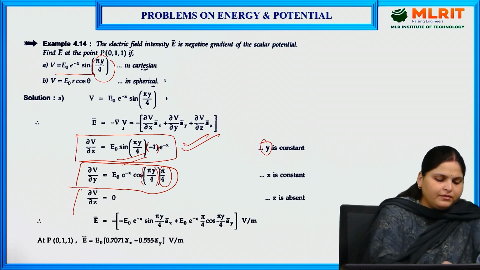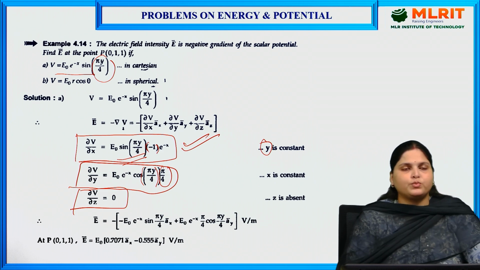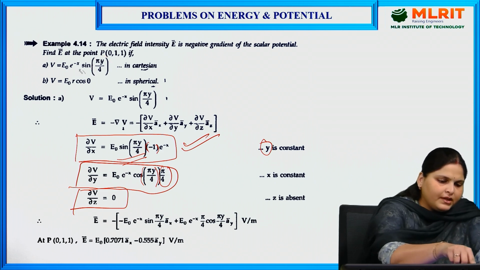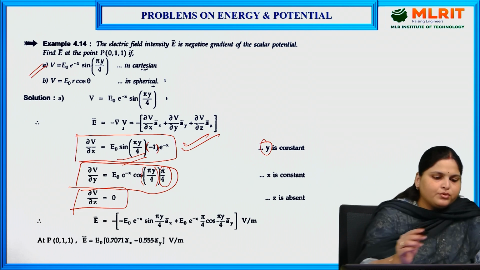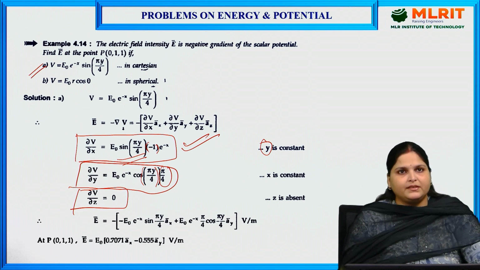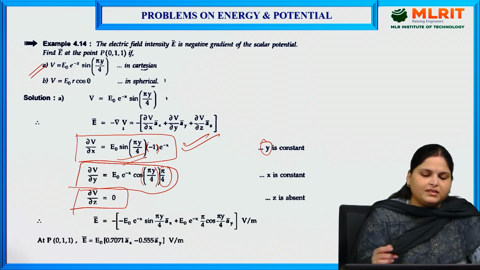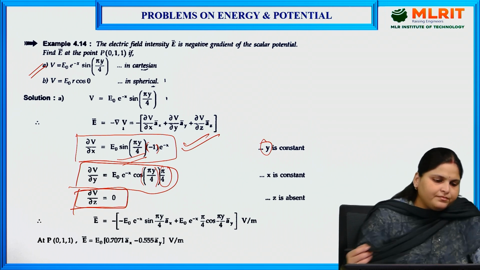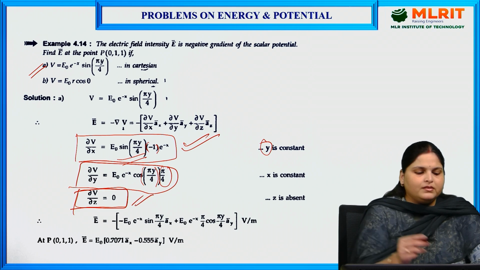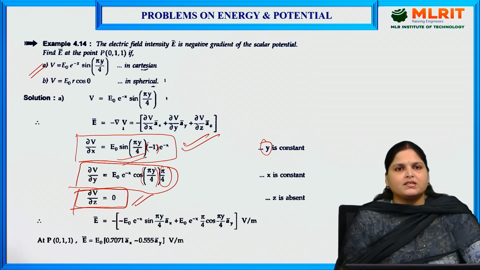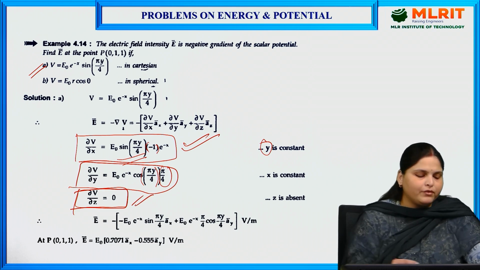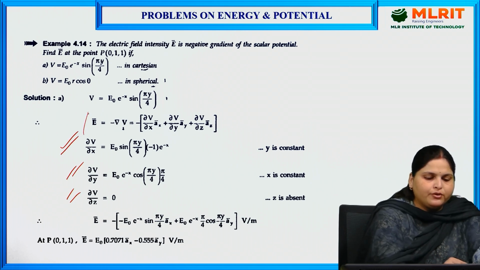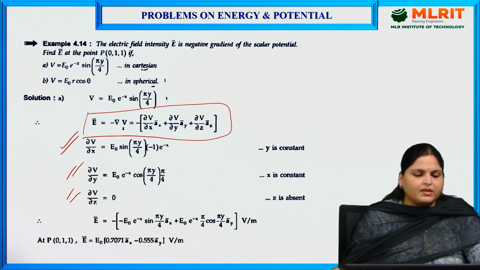And the last one, we have to differentiate this with respect to z. If we notice here, in V, there is no term z, right? As the z term is absent, the differentiation of this with respect to z will be 0. Now we have got all three partial differentiations which are required to solve this question in this formula.